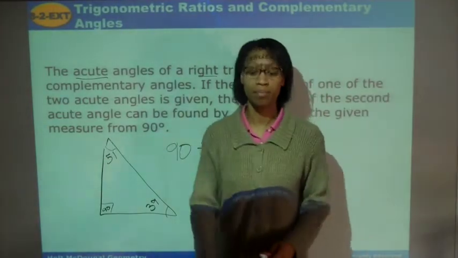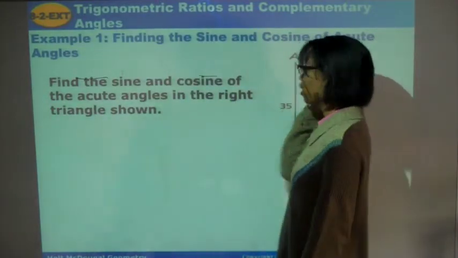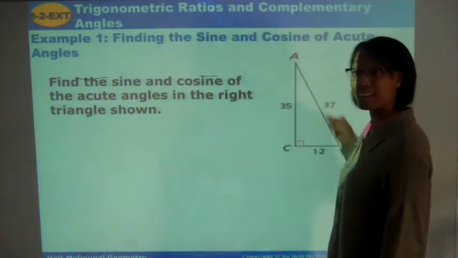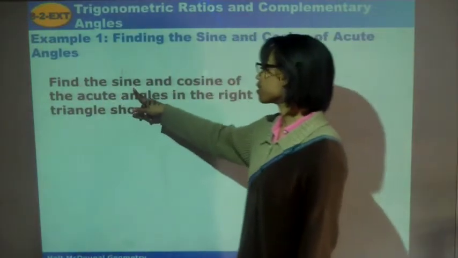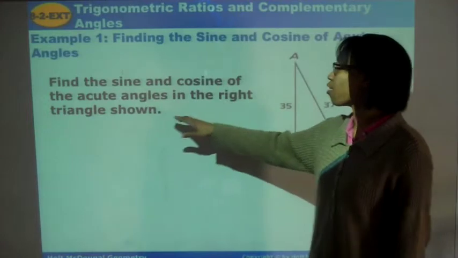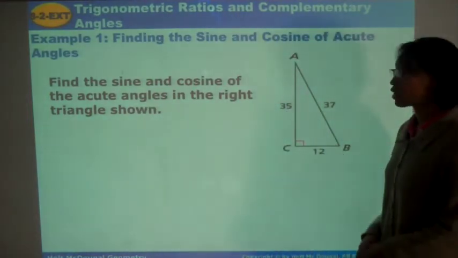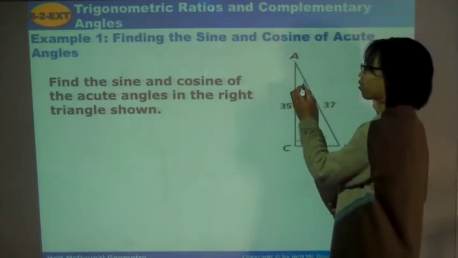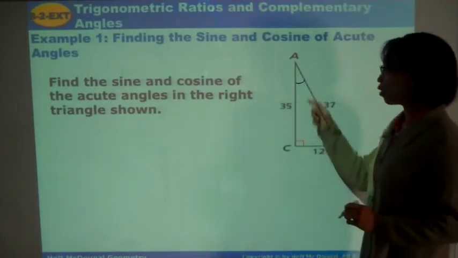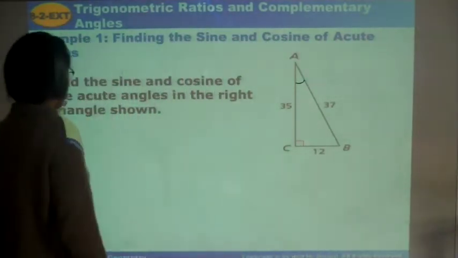So let's relate what we know about these two angles adding to 90 to some trigonometry. Let's see if we can find the sine and cosine of the two acute angles in this picture. All right, so let's start with angle A right here. Let's see if we can find the sine and the cosine of angle A.